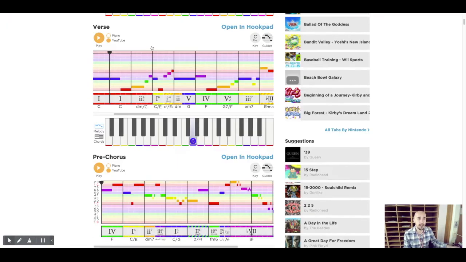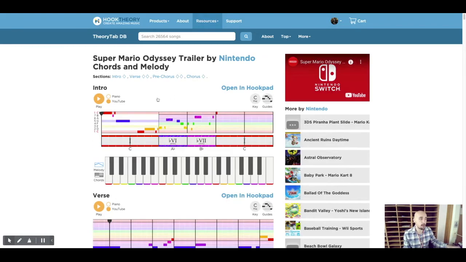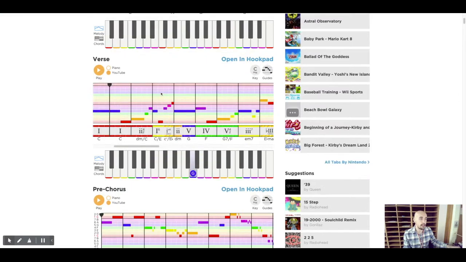Taking a look at another example, this time we're talking about Super Mario Odyssey, all right? And in this opening theme that was in the trailer, we have another example of a circle progression using this 5, 4, 2, right? This G7 over F. Let's take a listen to it.